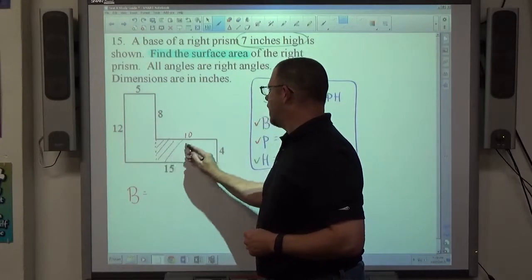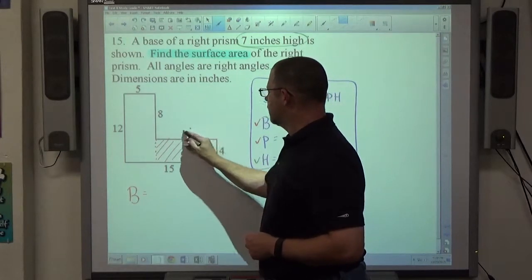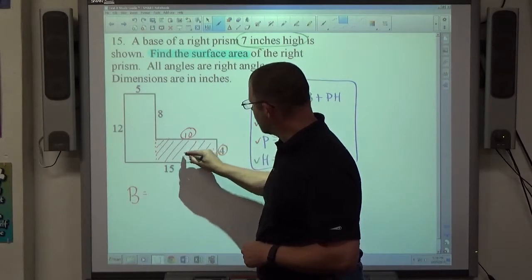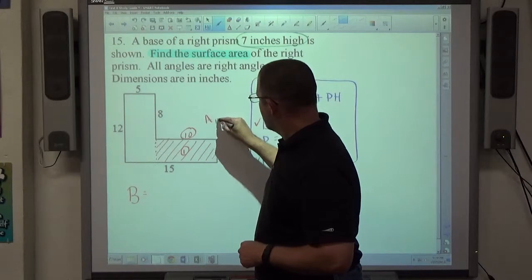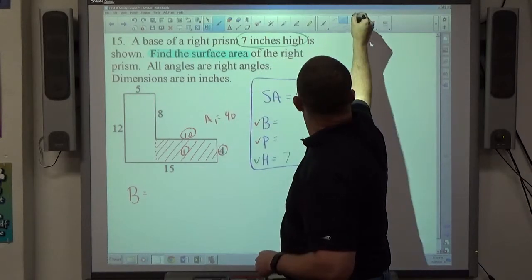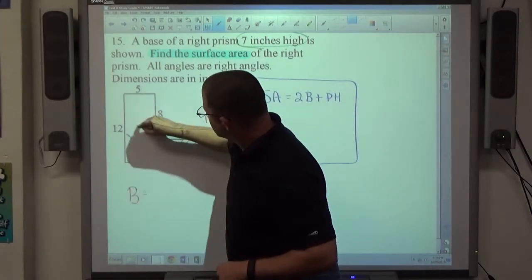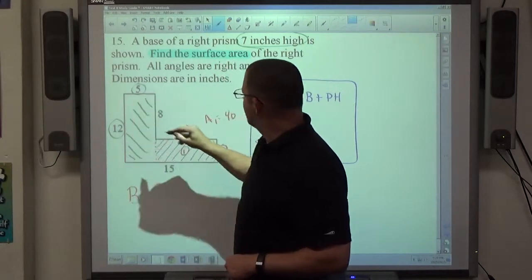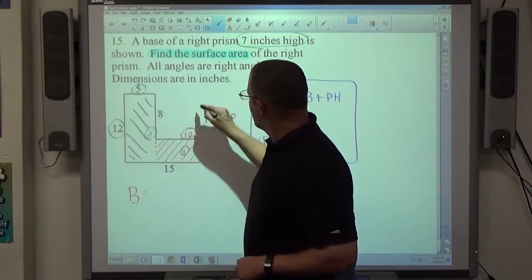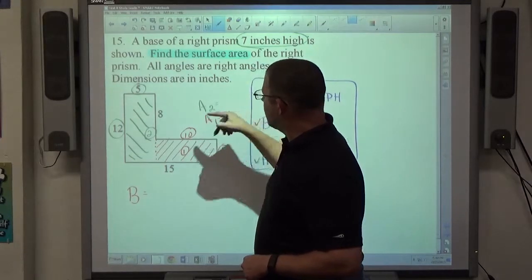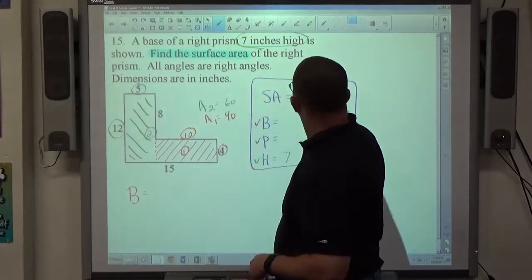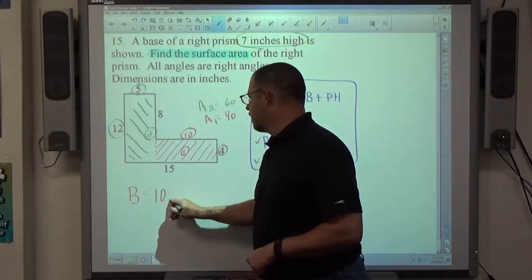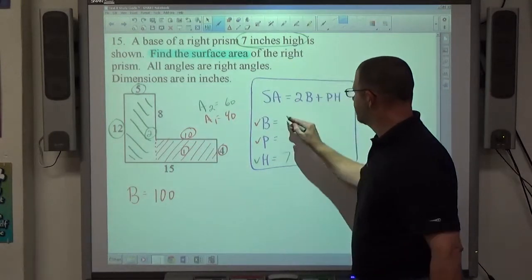This rectangle here has a length of 10 and a width of 4. So the area of that piece there, we'll call this piece 1, is 40. And then if we look at this piece here, it's got a length of 12 and a width of 5, and we'll call this piece 2. Area of piece 2 is going to be 12 times 5, which is 60. So if I add the two areas, 60 and 40, that gets me a total area of 100 for the area of the base.